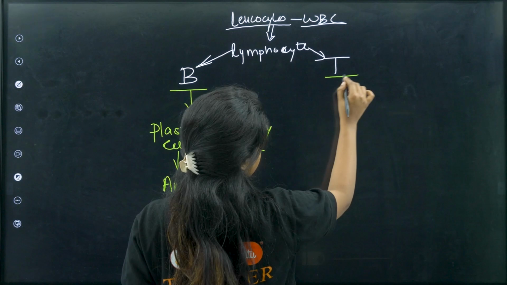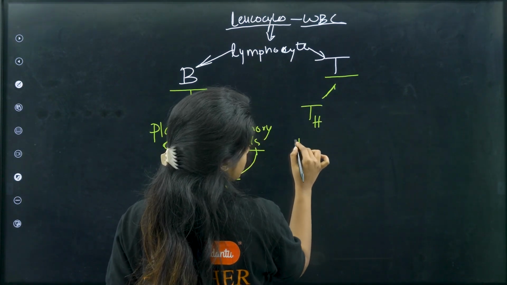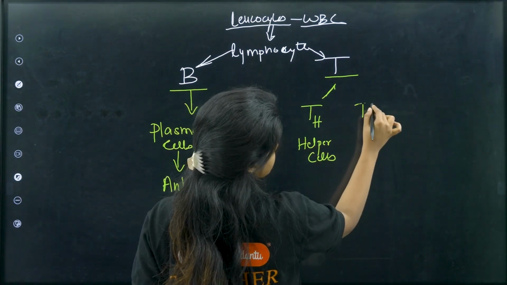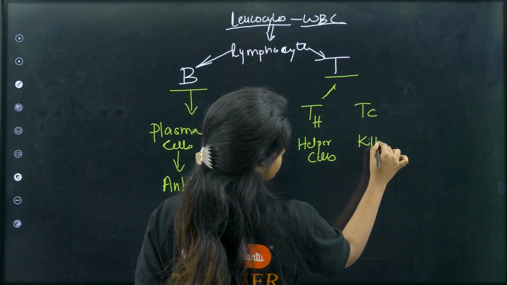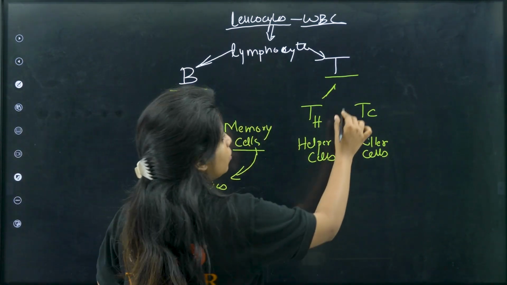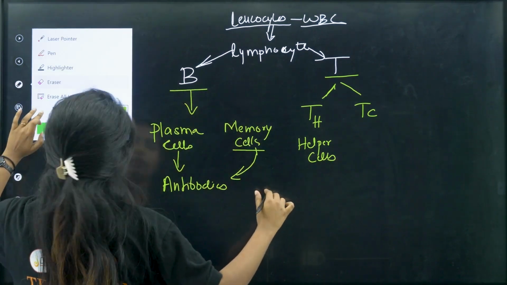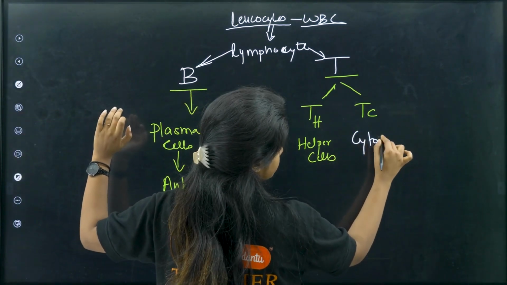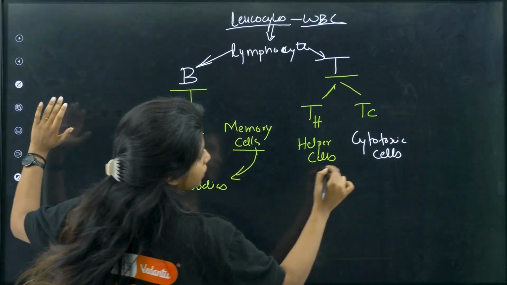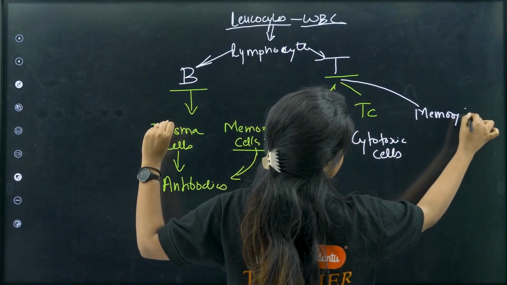T cells have different types. Over here you have TH cells, which are helper cells. Then TC cells, which are killer cells. They kill. Natural killer cells are different, so don't get confused. Rather than writing that, I'll just write cytotoxic cells. And the next one, again, you also have memory cells. The T cells also have memory cells.